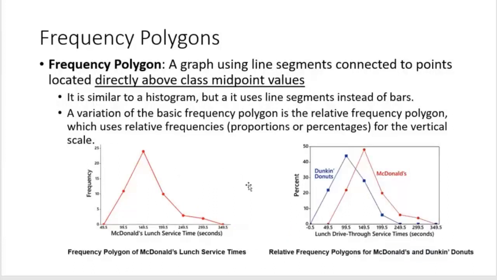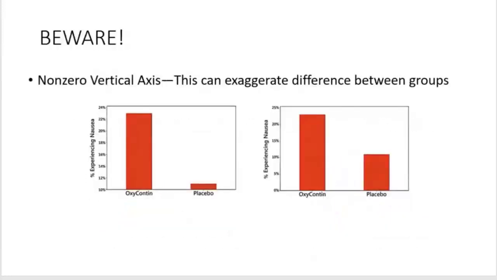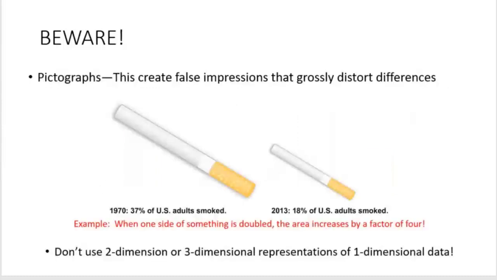Frequency polygon, again, this is the one that looks kind of like the time series, but instead of tracking one thing over a period of time, we are dealing with the frequencies of an event, and we've got our continuous number line at the bottom, kind of like we did with the histograms. The dots are over the class midpoints, okay, over the class midpoints. And we can have a relative frequency polygon or just a frequency polygon. And then a couple of problems to watch for: the non-zero vertical axis and the pictographs, where they're using two or three-dimensional things for one-dimensional data.